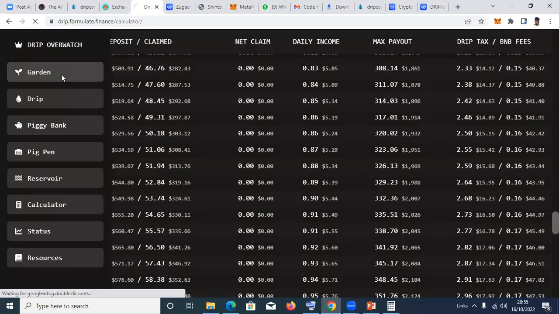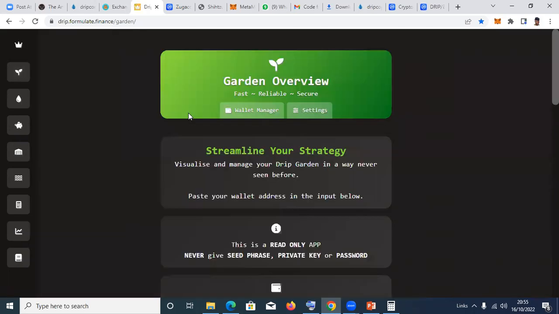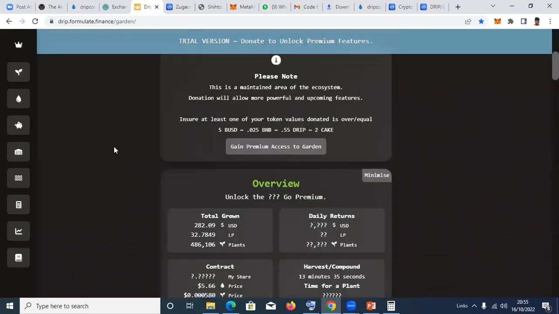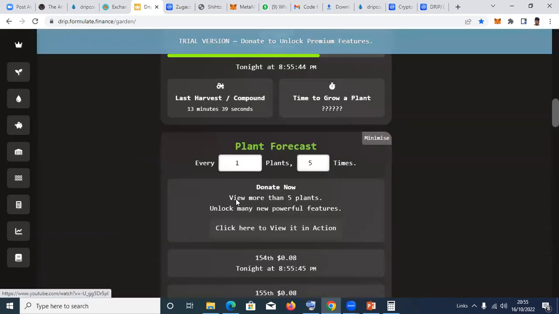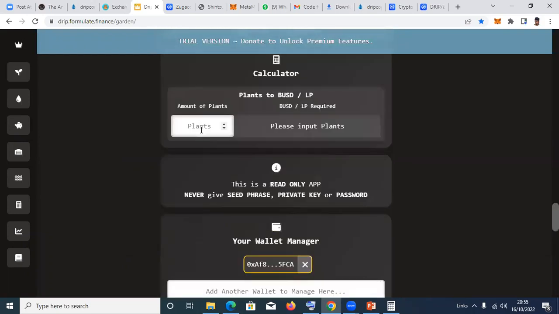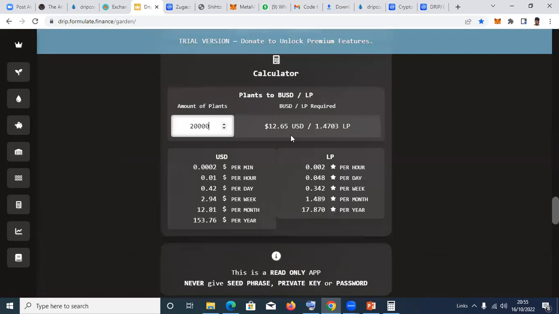However, in the drip garden, the total number of plants you have determines the total amount of money you'll be earning per day. For instance, let's say you have 2,000 plants. 2,000 plants is $12. That will be earning you about 0.0002 per minute, and then 0.01 per hour. You're making $0.42 per day, and then you can earn 2.94 per week, while on a monthly basis, you make 12.80.